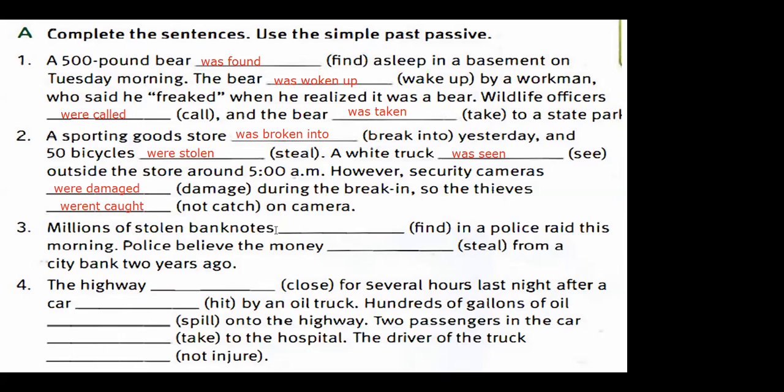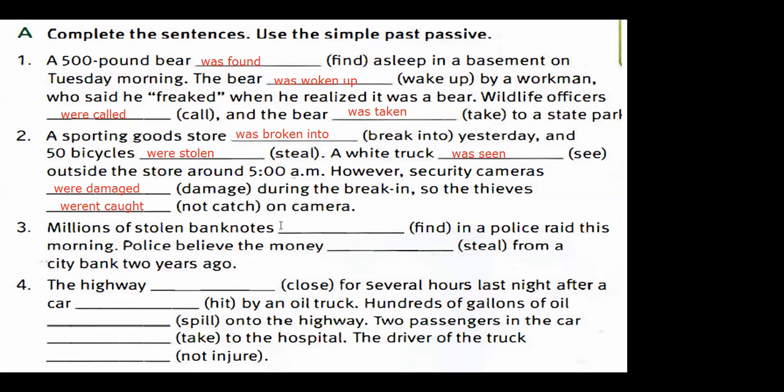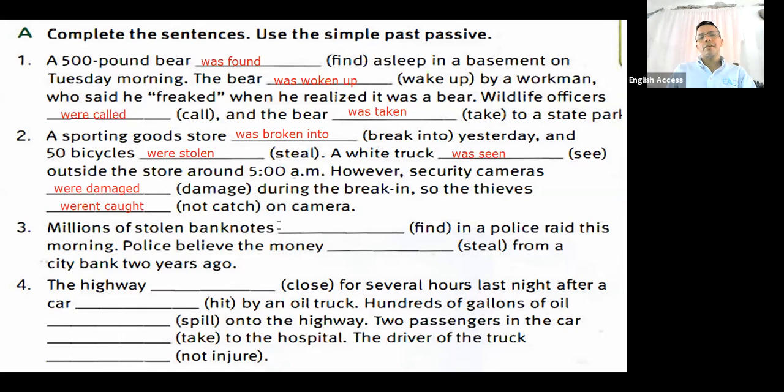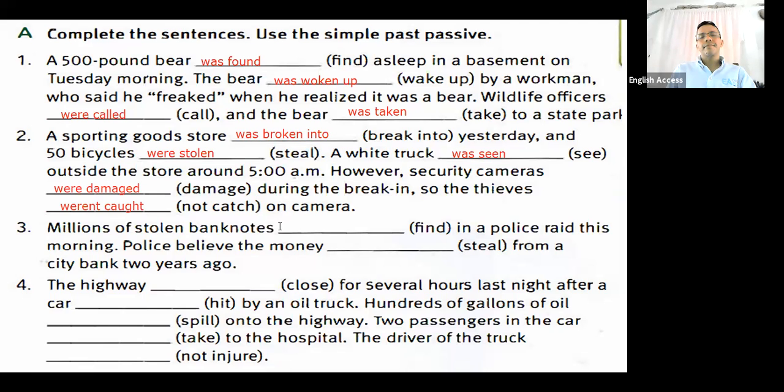Millions of store bandits found in a police raid this morning. Police believe the money stole from a city bank 2 years ago. Slow. First, millions of stolen banknotes was found. Where? Banknotes is singular or plural? Felix, is it singular or plural? Plural. So you use was or were?